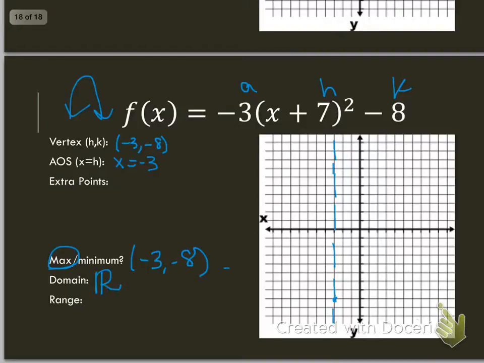My domain's always going to be all real numbers, and if my max is going to be that -3, -8, that means my y value is going to be hitting at -8. Okay, and then I'm going to want everything less than that, so it's going to be this. Okay, let's go ahead and get more points. So if I pick 2 things to the right of my dash line, we could do -2 and -1.